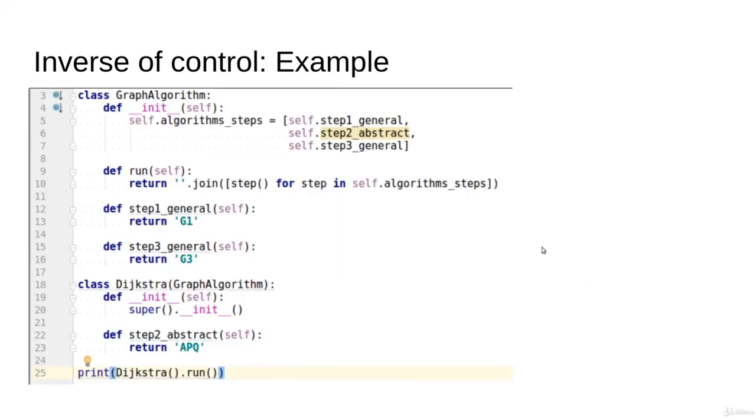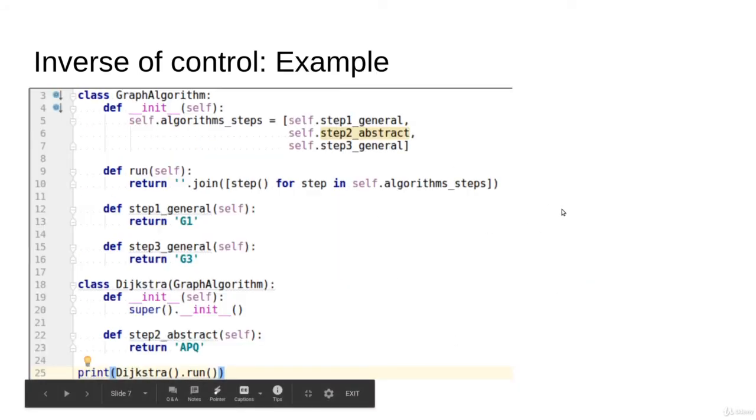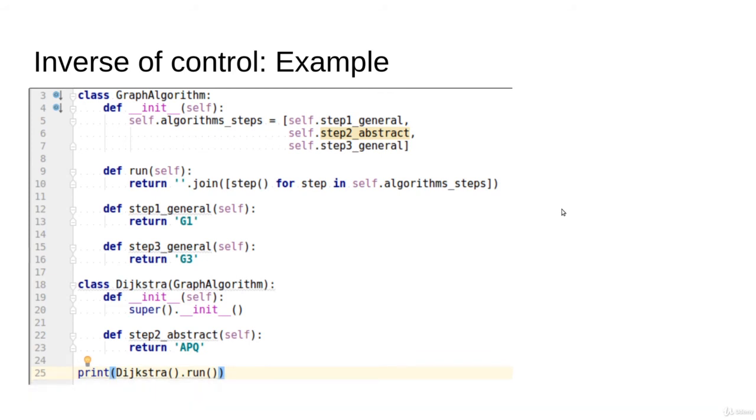Let's see another example here. I gave you this good example before in one of the quizzes. We have a graph algorithm. You will study algorithms in the algorithms course, and the class has a run function that has 3 steps. The first and third step are general, so they are implemented here. However, the second step here must be supported from the child.